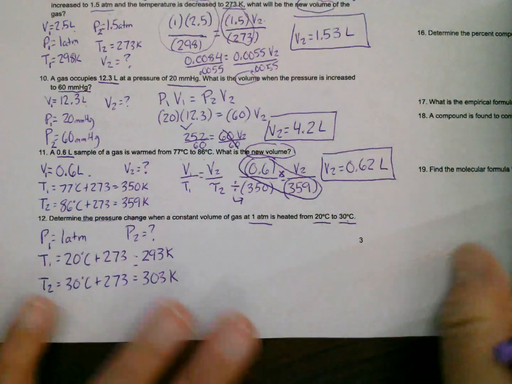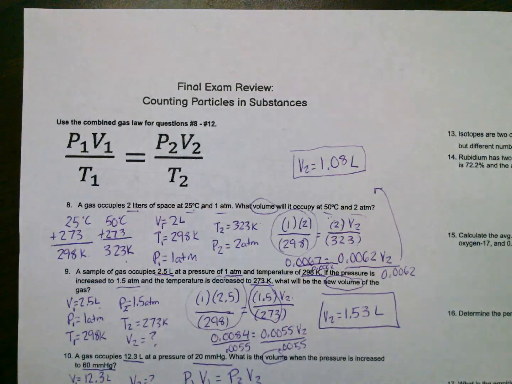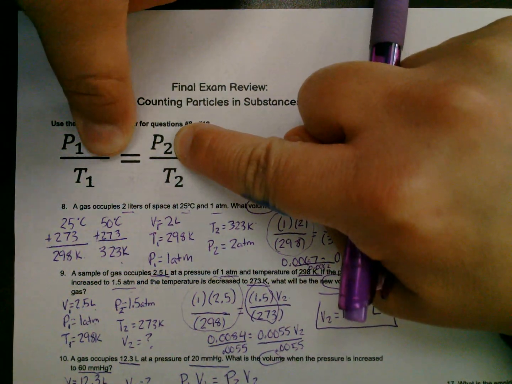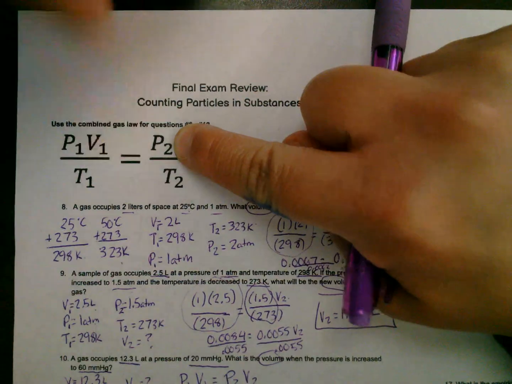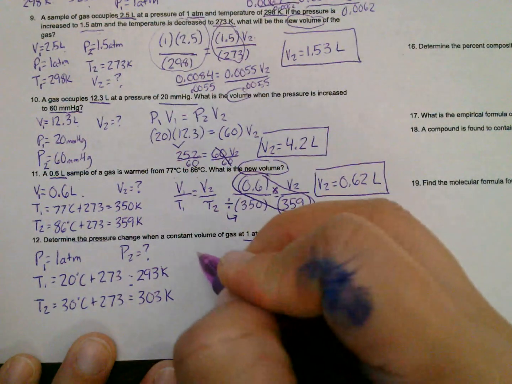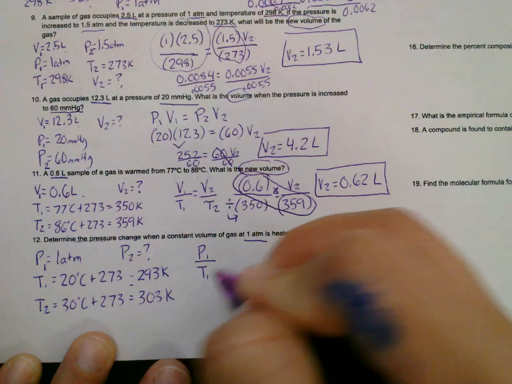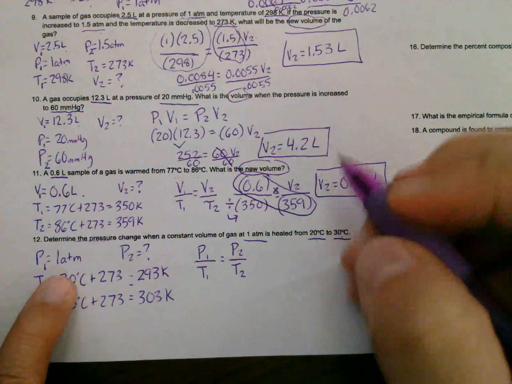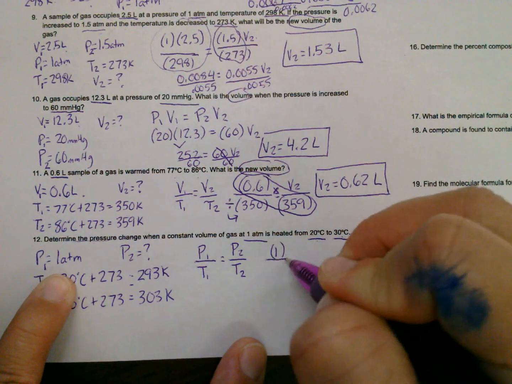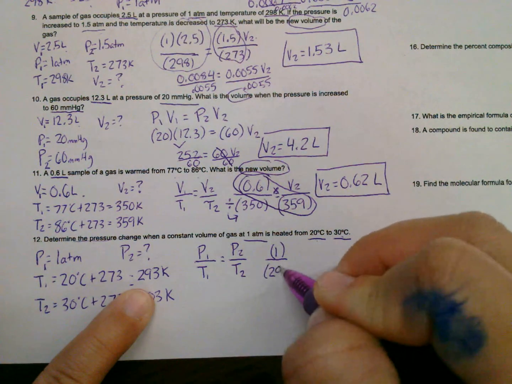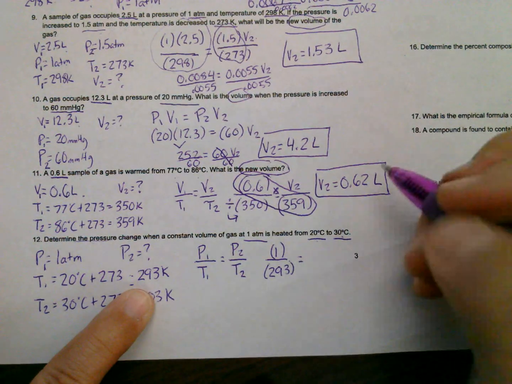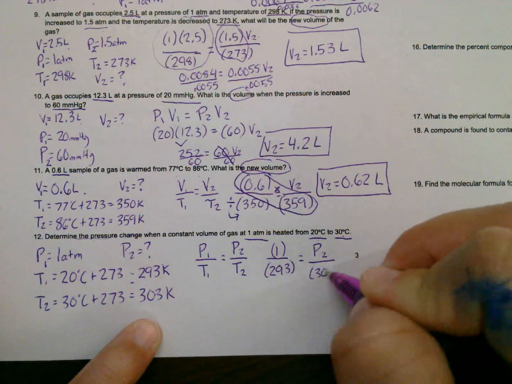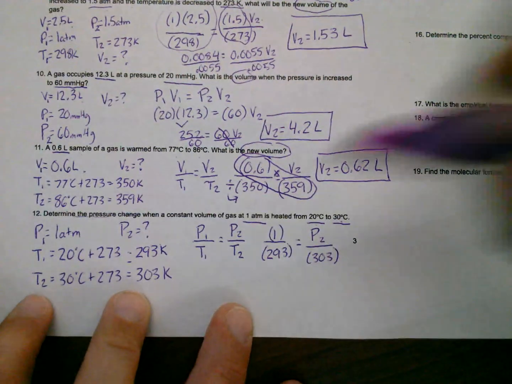We're only dealing with pressure and temperature, so looking back at our combined gas law, we don't need volume, so we're going to cancel that out. So it'll be P1 over T1 equals P2 over T2. First pressure is 1. First temperature is 293. Second pressure is what we're looking for. Second temperature is 303.